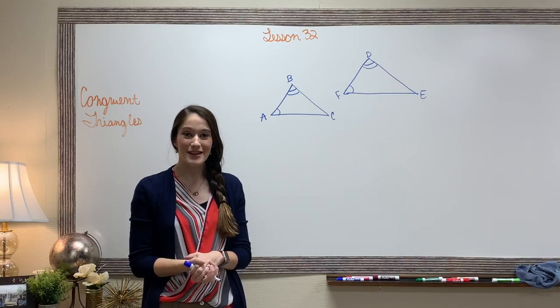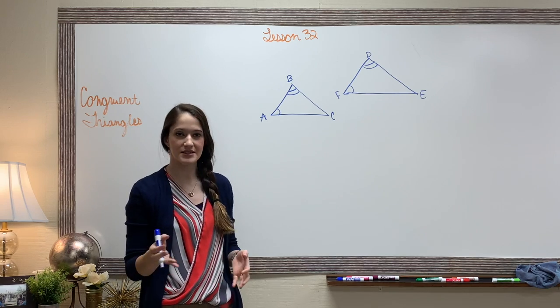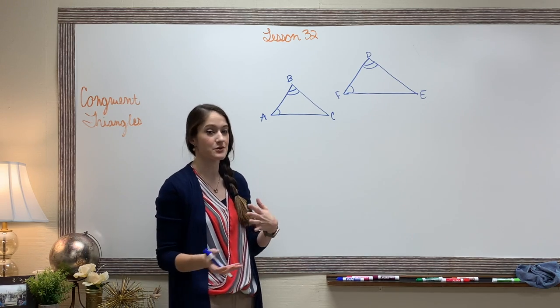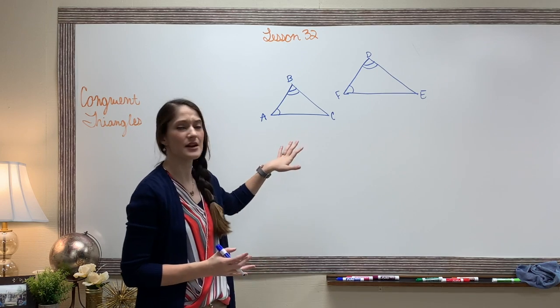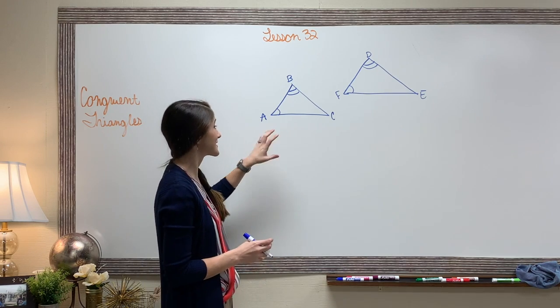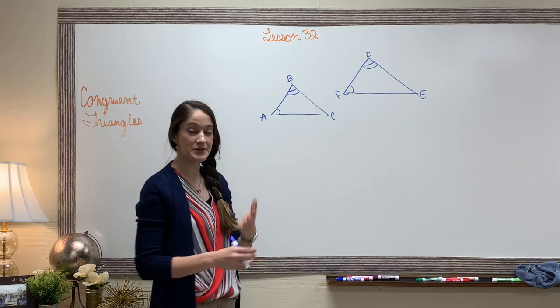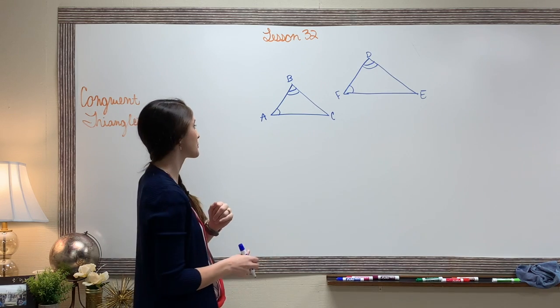Okay, so before we get into talking about finding the missing sides and missing variables within two congruent triangles, there was something that I wanted to mention with us naming these triangles whenever we do get to the proofs part of this book.